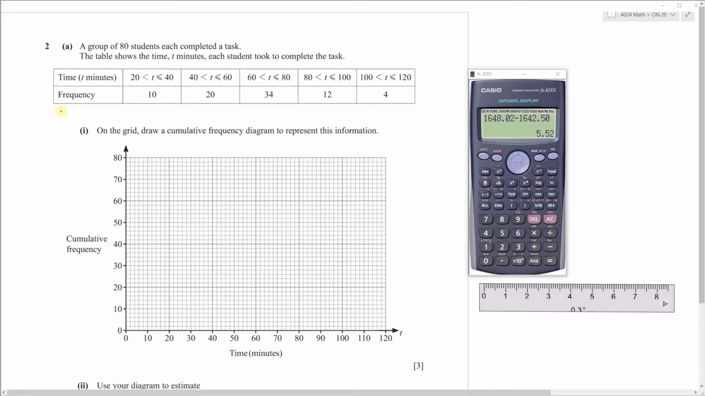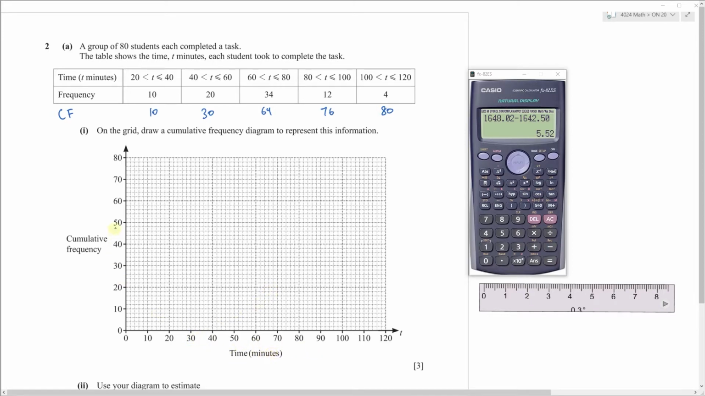I can create another row for cumulative frequency. So this will be 10 here. Then cumulative frequency is basically the sum of all the frequencies up till that point. So 20 plus 10, 30. 30 plus 34 will be 64. 64 plus 12 will be 76. And plus 4, 80. Now I can draw the cumulative frequency diagram.